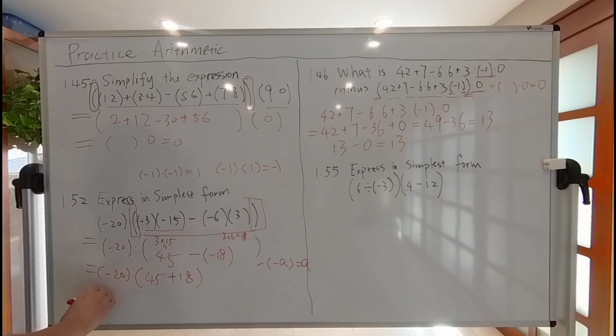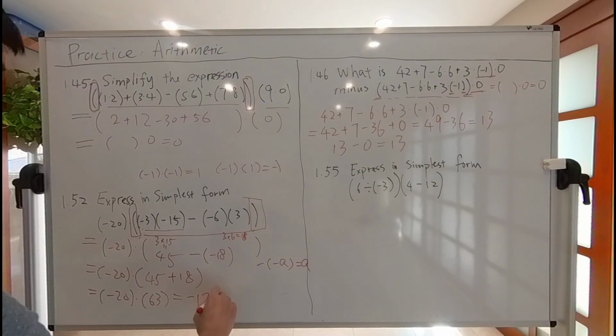Then it's really just simplifying further by taking the addition of these two numbers, which is 63, and then eventually one more step of multiplication between a negative number and a positive number. Your outcome should always be a negative number, which is 1260. So it's negative 1260.